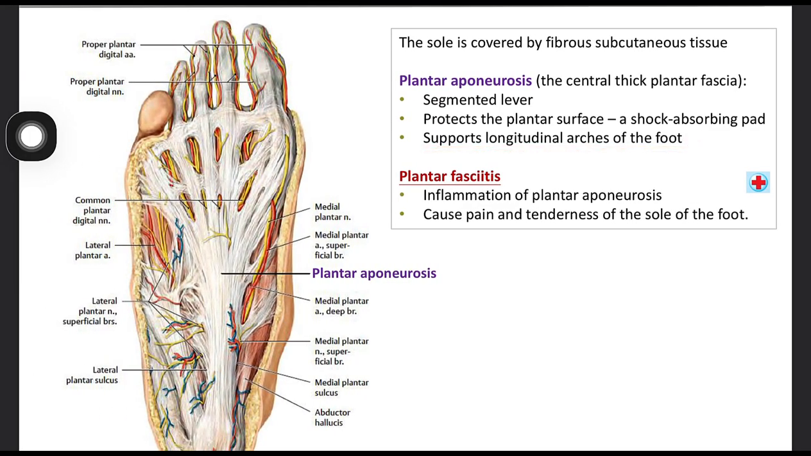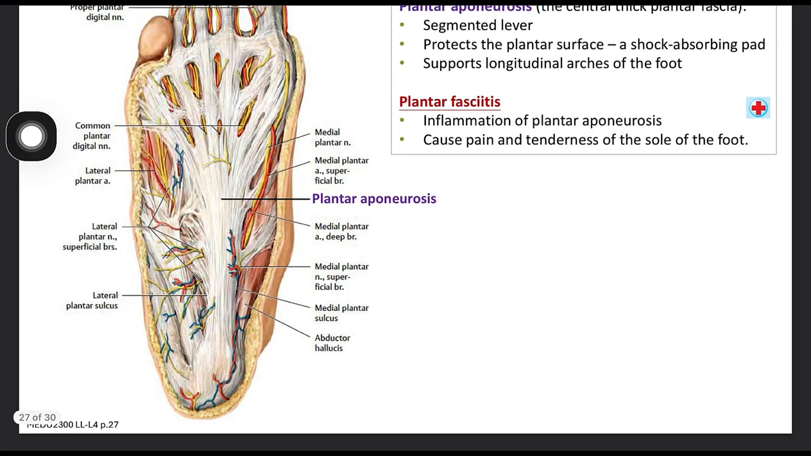Now, what troubles us, not you, later on when you're getting older. So some people may complain, 好痛啊隻腳, right? Plantar fasciitis. So particularly when you wake up in the morning, and then you take the first step on the floor, you will have like a sharp pain, okay? The plantar fasciitis is actually referring to the inflammation of this plantar aponeurosis. It causes pain and tenderness of the sole and foot.